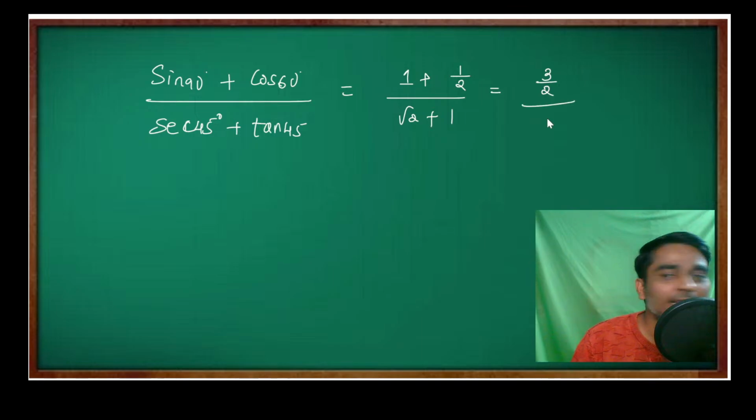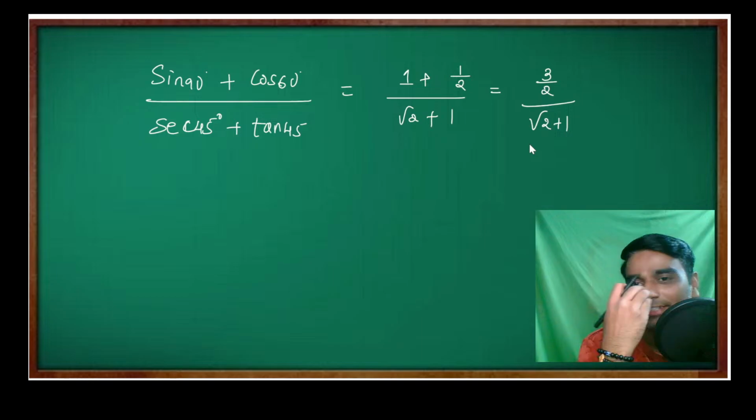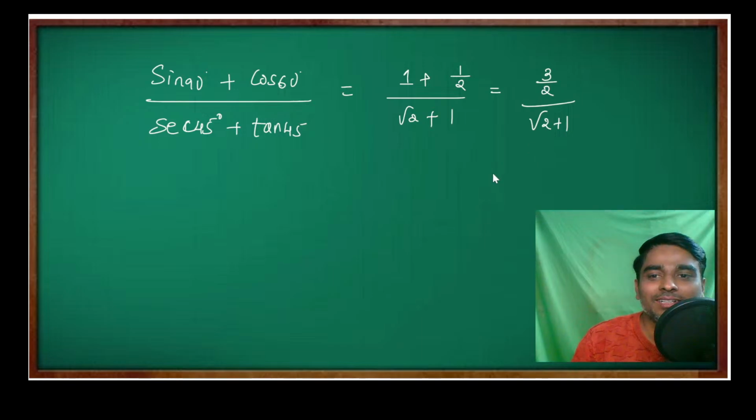And here, root 2 plus 1. Correct? Yes or no? 3 by 2 clear, everyone? Now this 2 comes down. Remember the basic rule: A divided by B, whole divided by C. This line is very important.